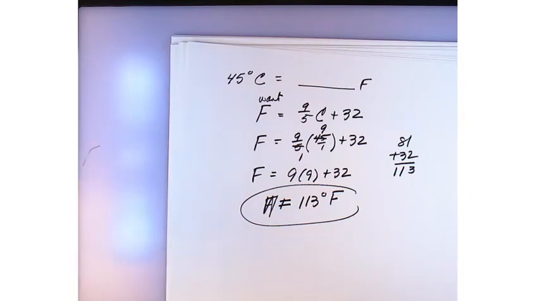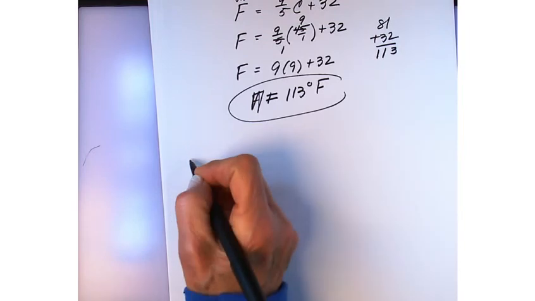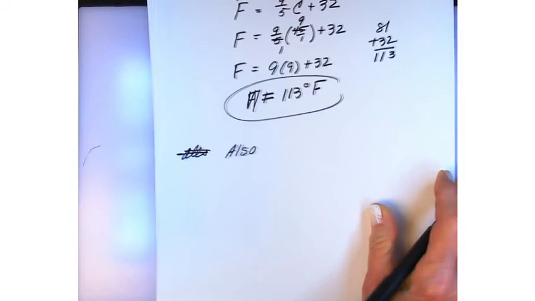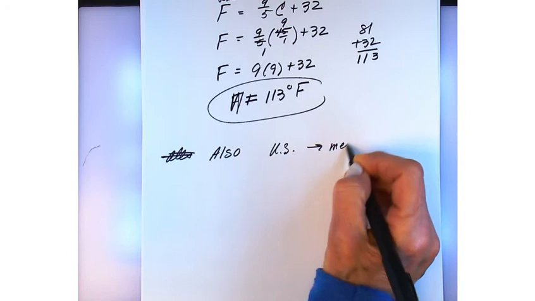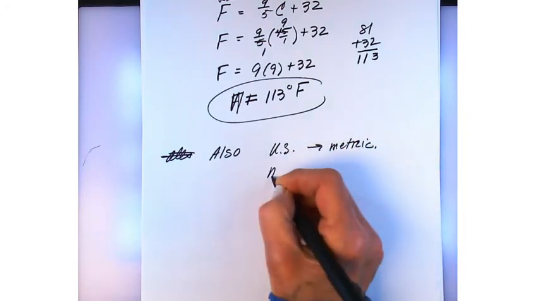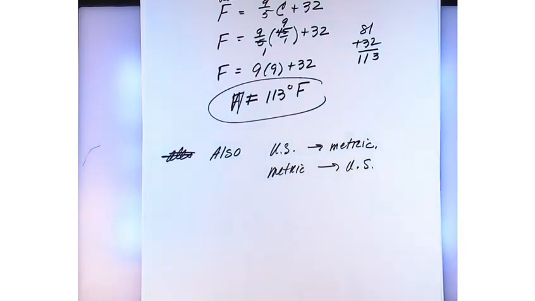kind to look at. At the beginning of that A4 were more conversions. These were conversions too, also we converted from US to metric, and we went from metric to US. So these are conversions that we would not memorize at all.